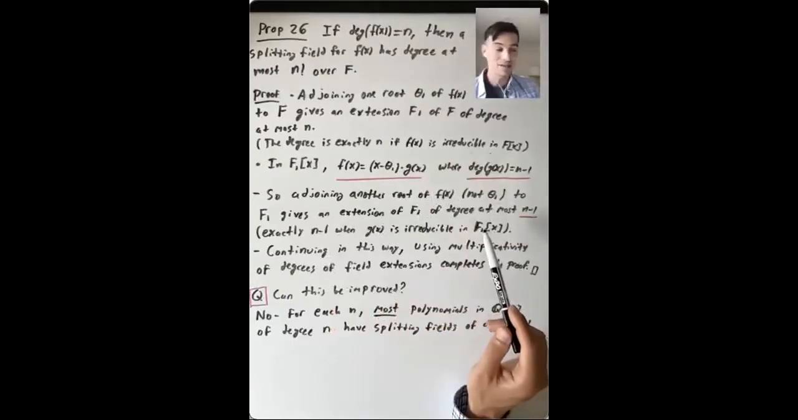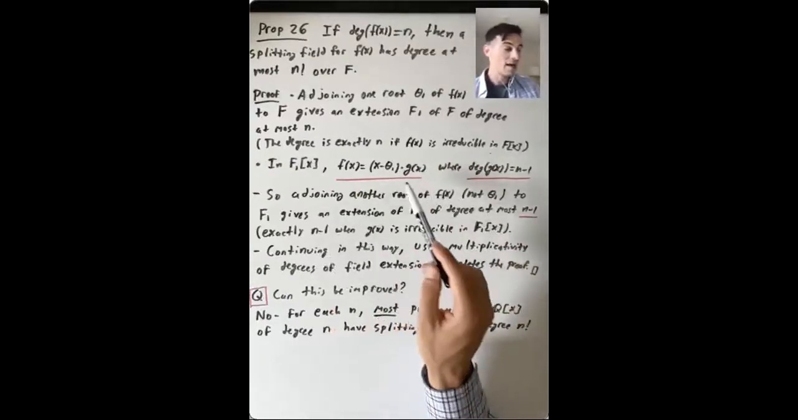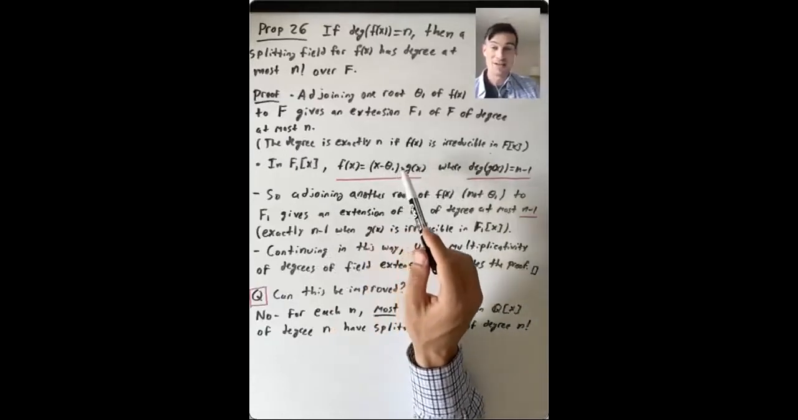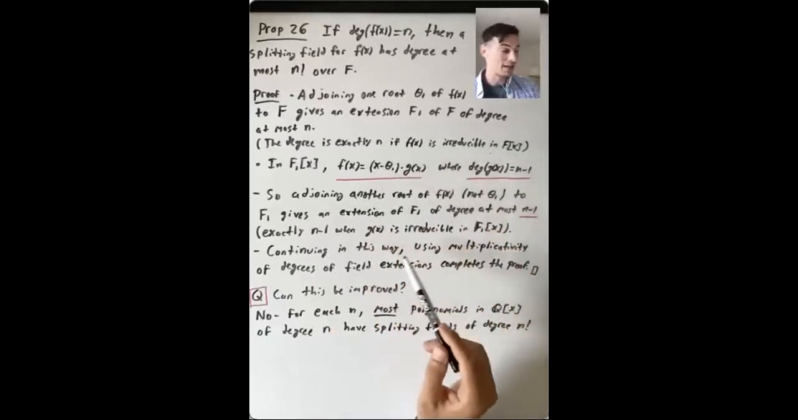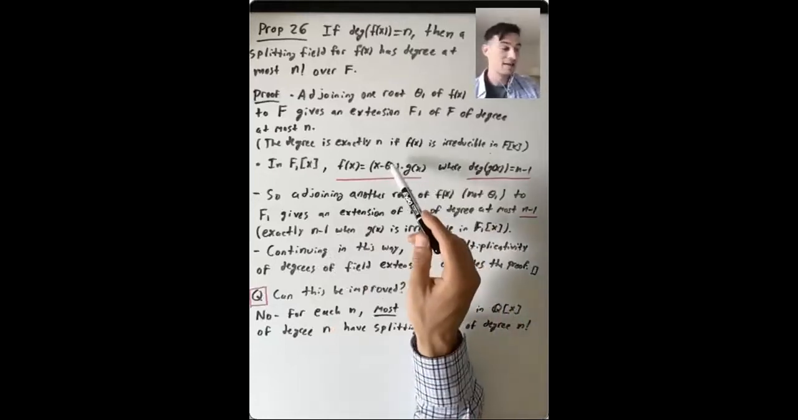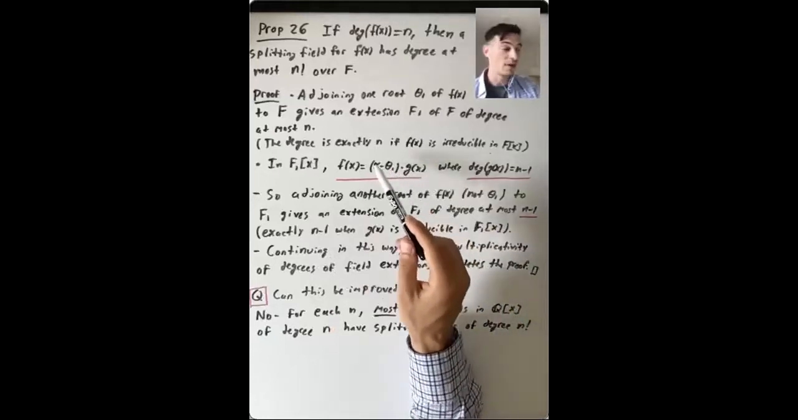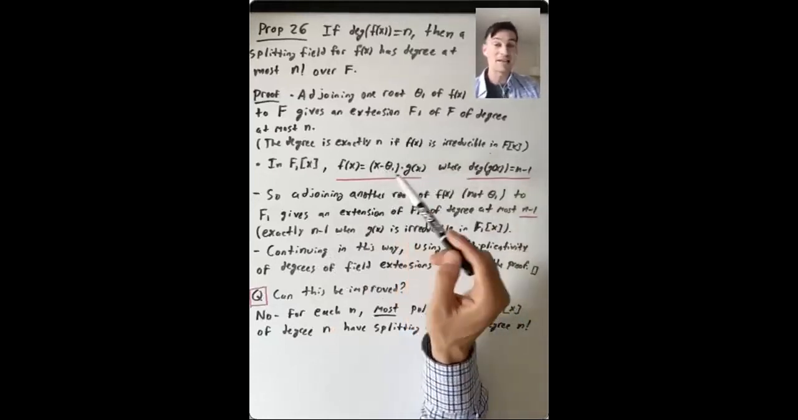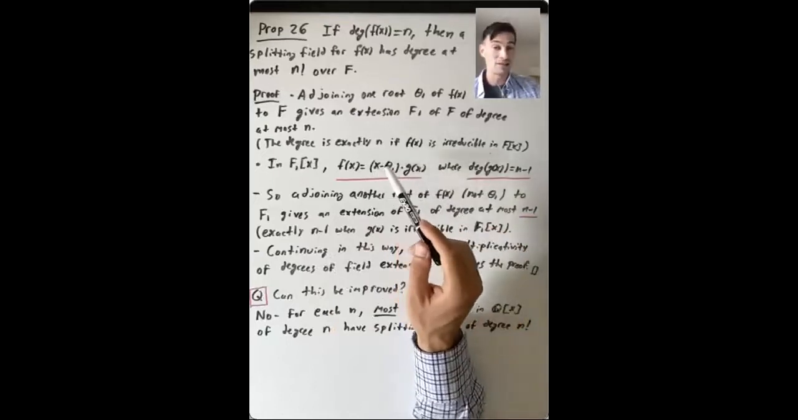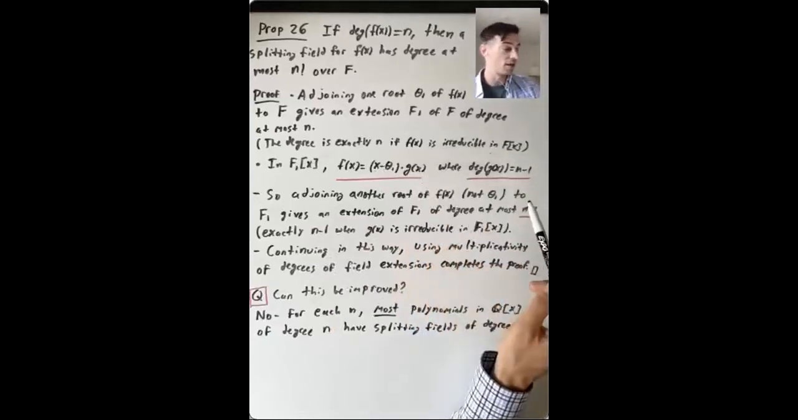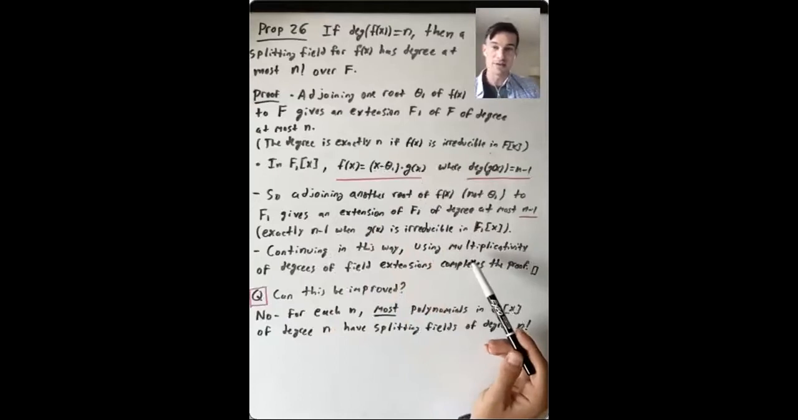Okay, so continuing in this way, now we're going to look at how f(x) factors in this extension F2[x], and it's got at least this root theta 1, and it's got another root theta 2. So it has these two linear factors. So it's the product of these linear factors times something of degree n minus 2. And you can just continue in this way until there are no more roots to adjoin.